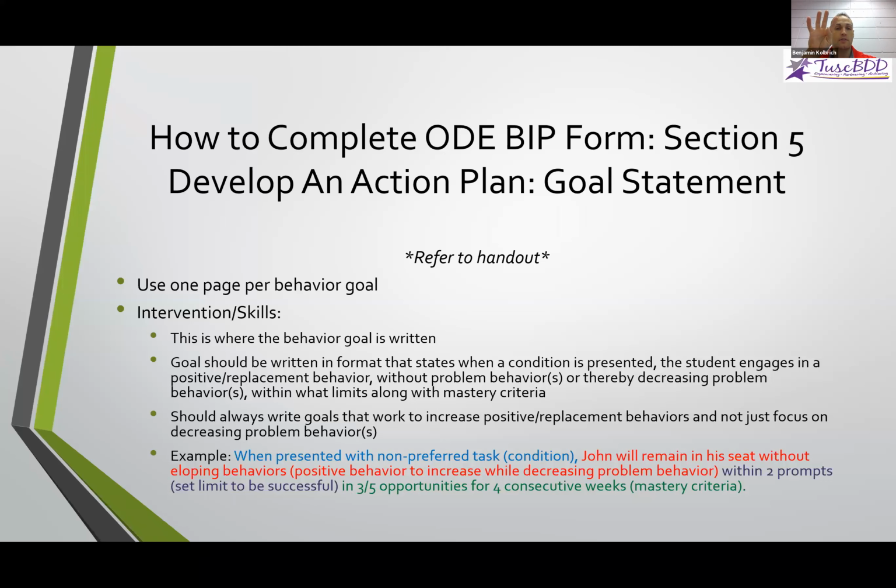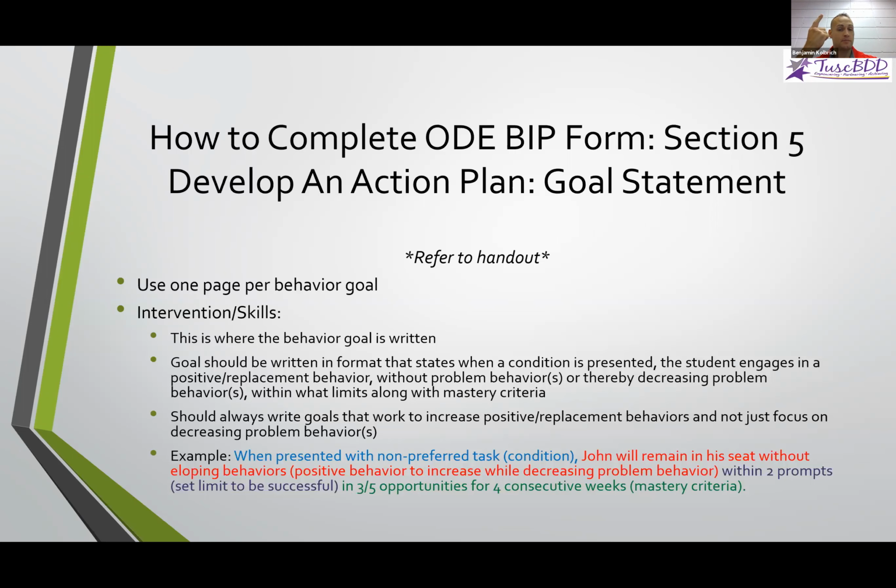You need to make sure you have all 4 parts to that goal for it to be a good behavior goal. Okay, if I was talking about hitting and we say it's a non-preferred task, and we're going to use John again. So we'll say when presented with a non-preferred task, my condition, John will keep hands to self.